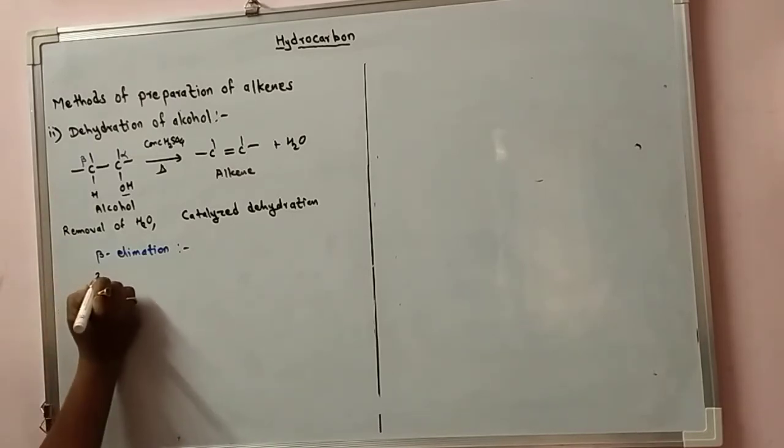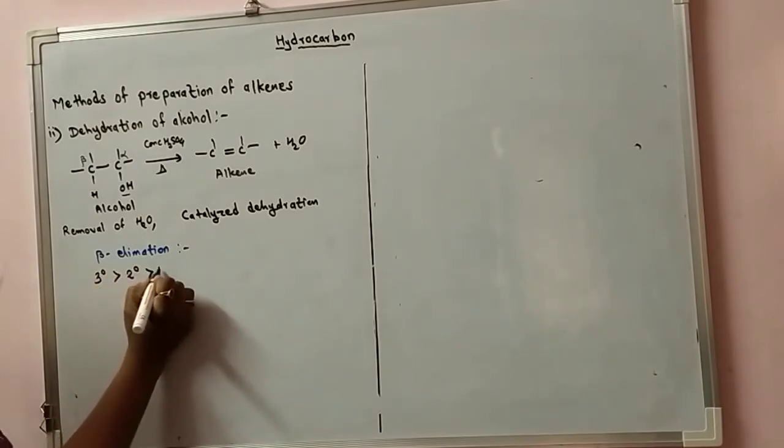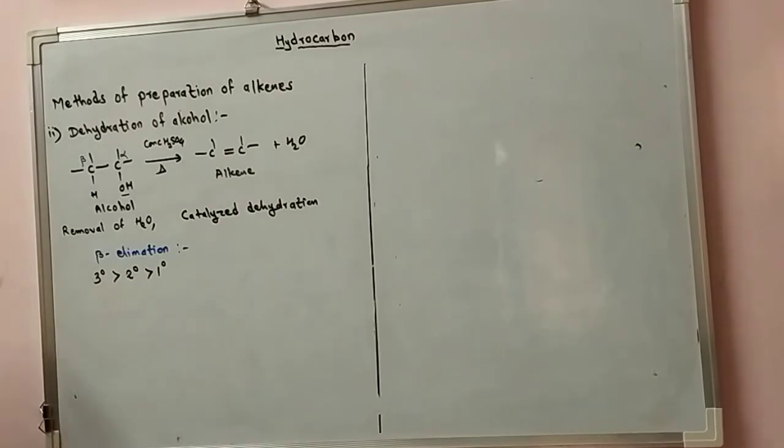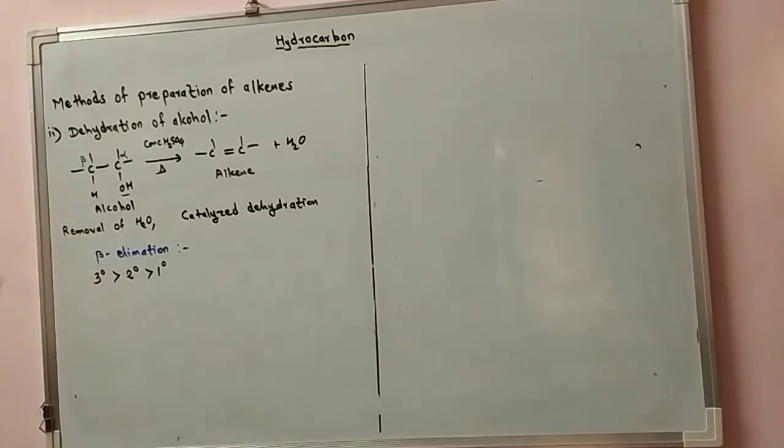Now the ease of dehydration of alcohol is in the order: tertiary alcohol is more reactive as compared to secondary, and the least reactive is primary. So it is the reactivity order of alcohols towards this reagent. More easily, tertiary alcohol reacts with a faster rate.